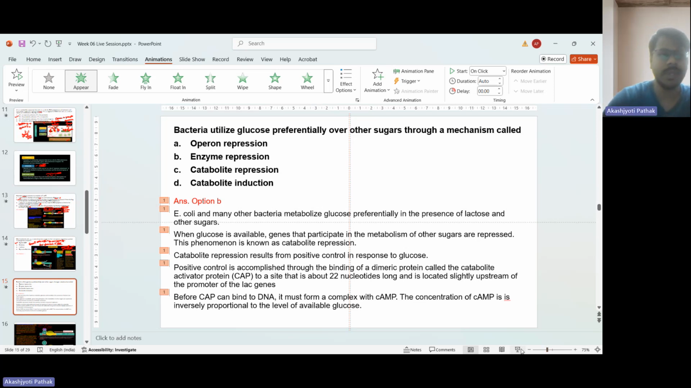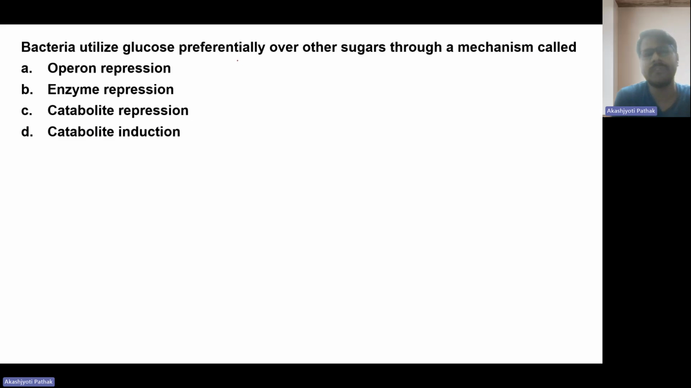Now, coming to the next question, the bacteria utilize glucose preferentially over other sugars through a mechanism called. So what is this mechanism called? The options are operon repression, enzyme repression, catabolite repression, and catabolite induction. So the answer is catabolite repression.